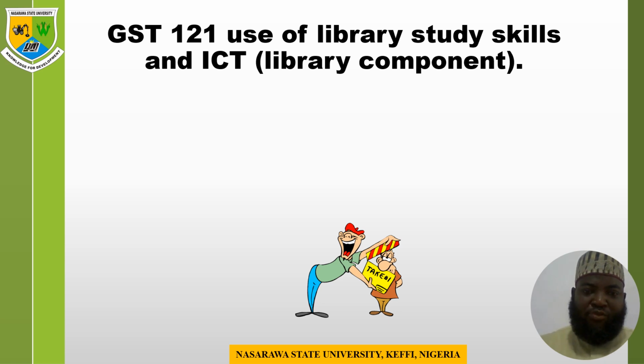Just like we mentioned last week, we have 4 different topics under this use of library, and we treated 2 topics, which has to do with the definition of library and the different types of library. This week, which is the second week, we are going to be discussing cataloging and classification.